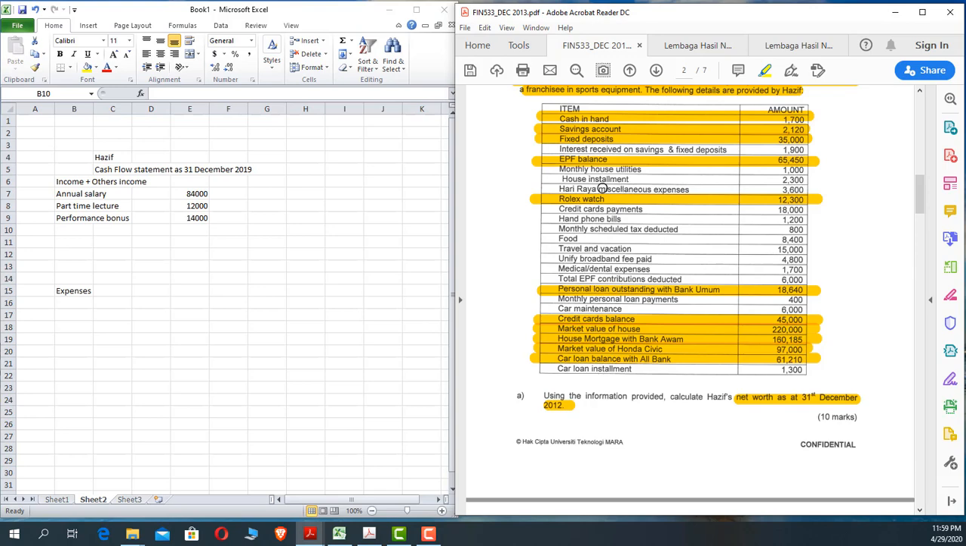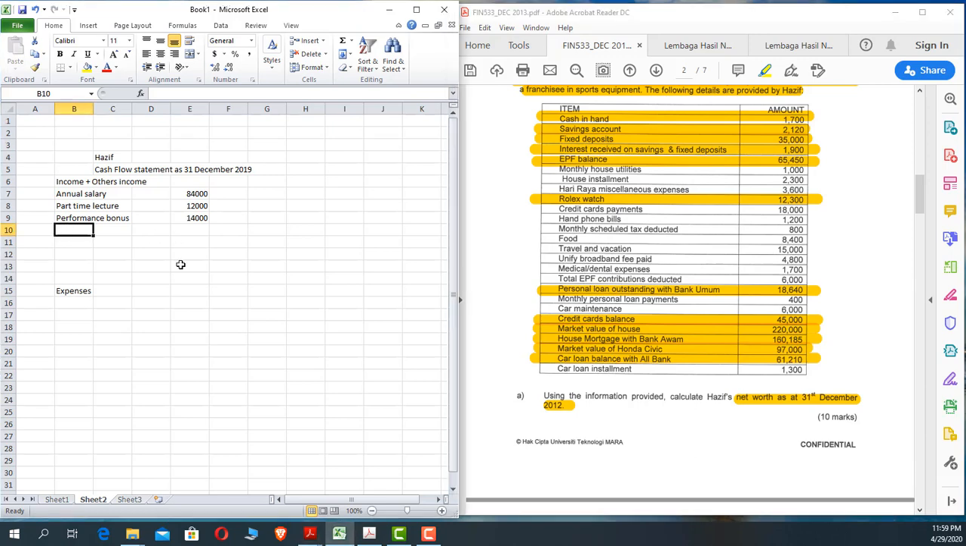Okay, interest received on saving and deposit. This is other income also, and put here interest received on saving and fixed deposit. So the amount ialah 1,900.